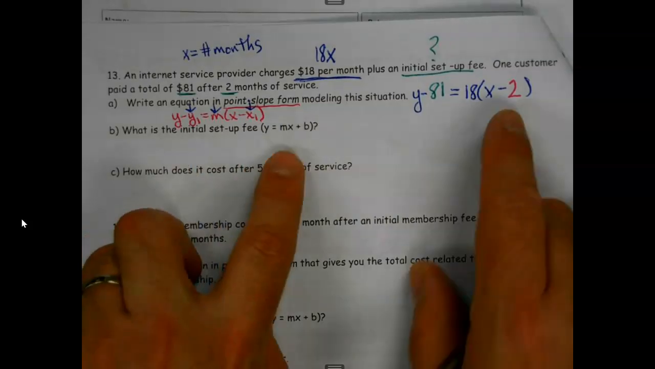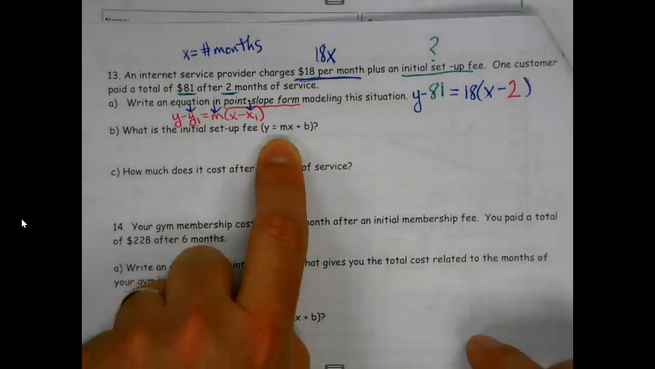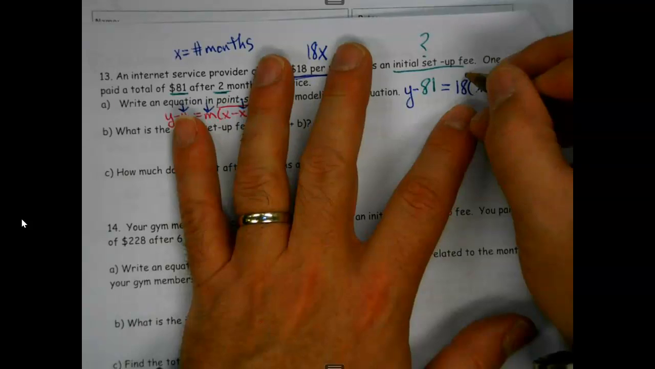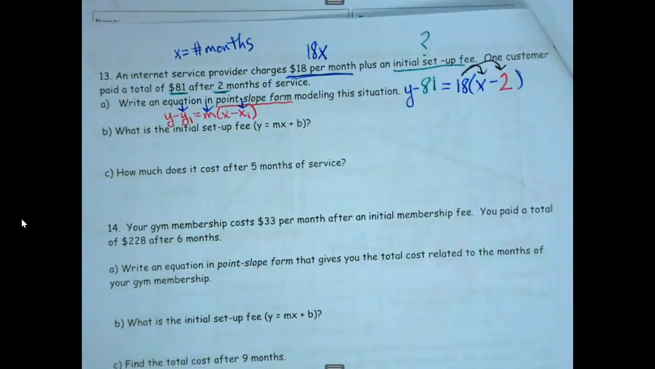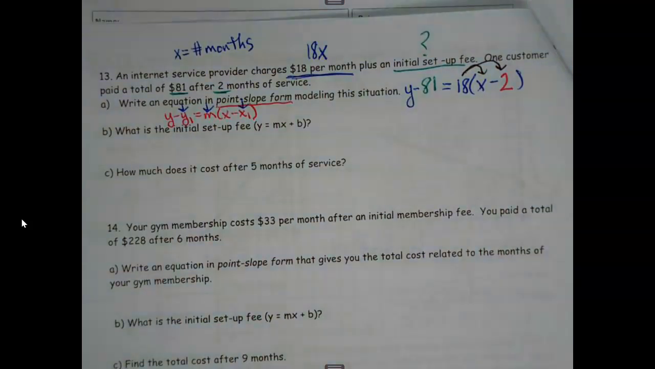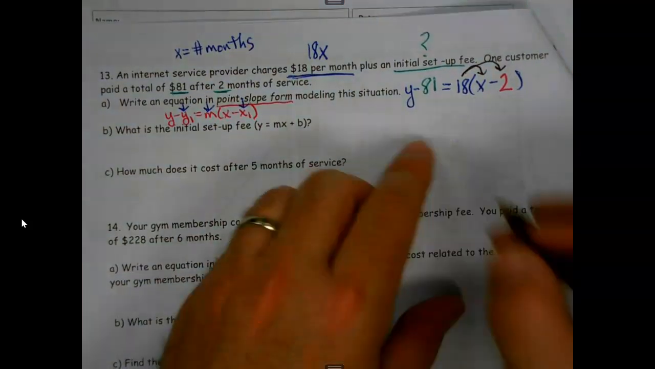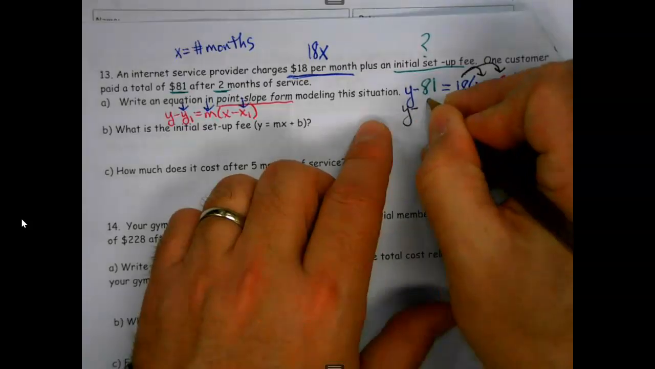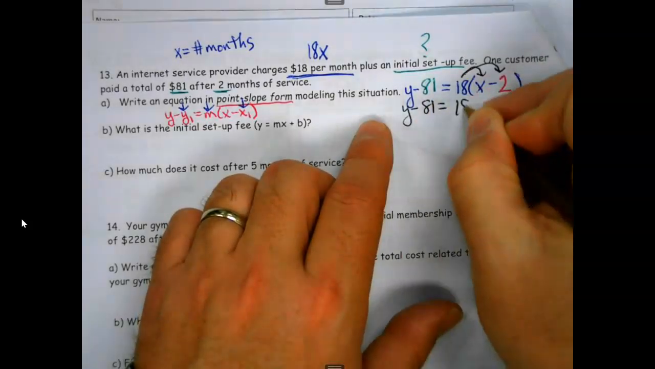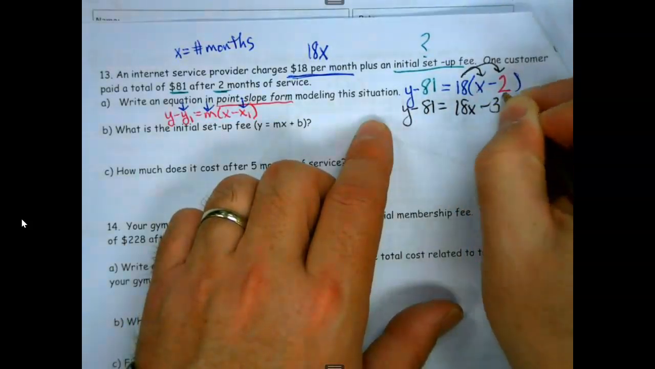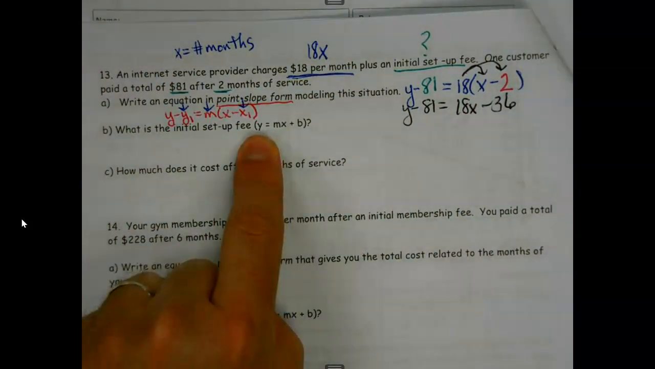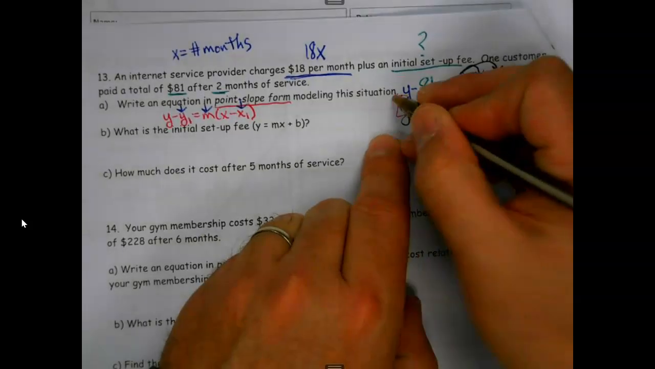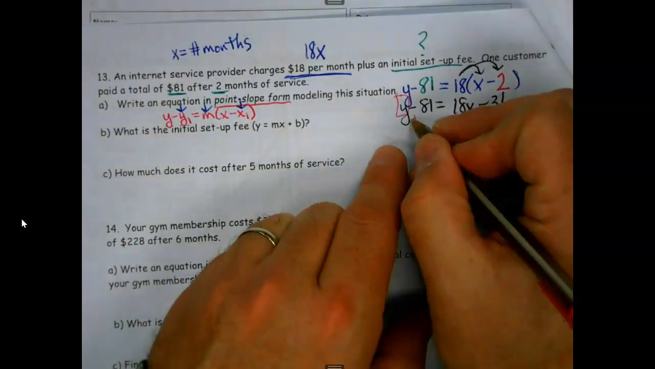So now I've got enough info. What's the initial setup fee? We got to get into y equals. So if you saw the lesson yesterday, you'd know, we're in point slope, and if we want to get to slope intercept, we got to do a little distributing on this other side. And my last job, since I want it in y equals, would be to get that 81 out of there.